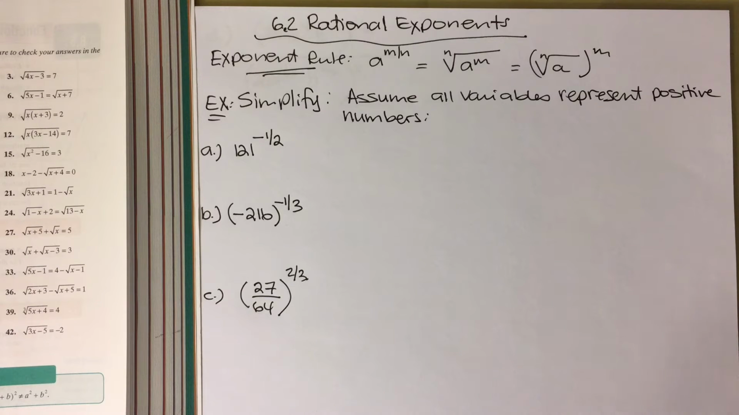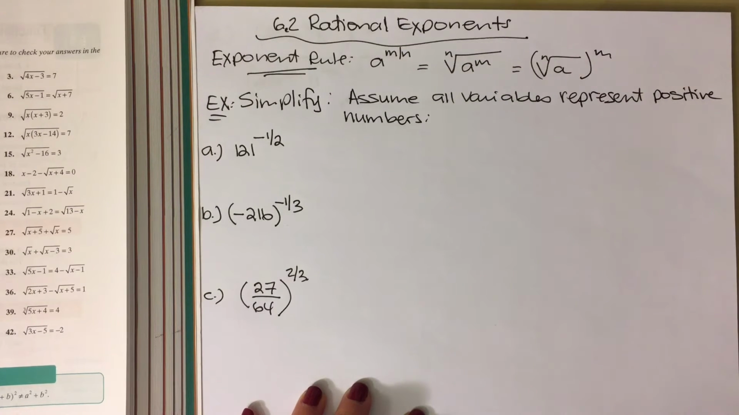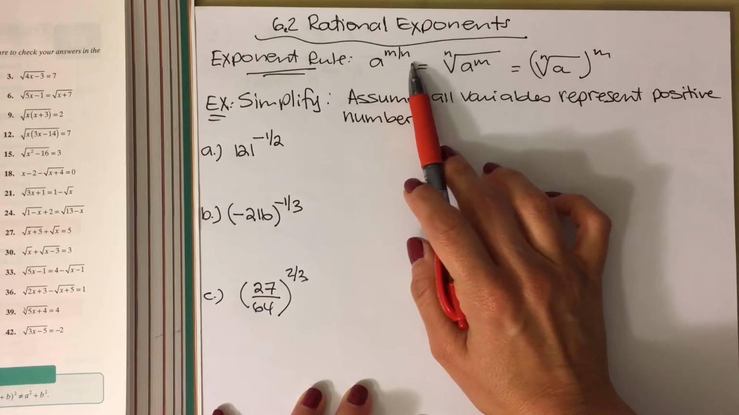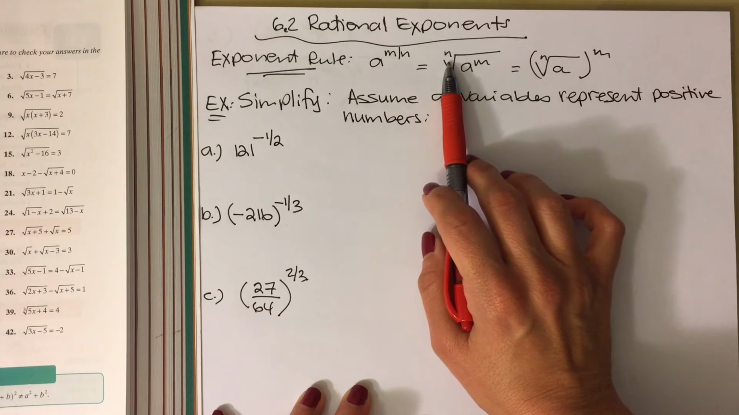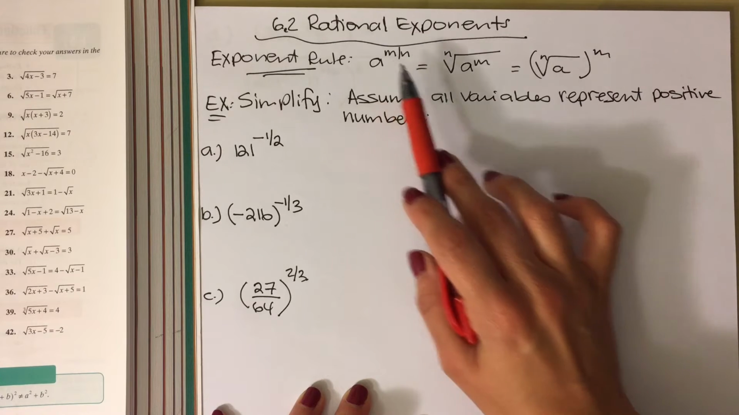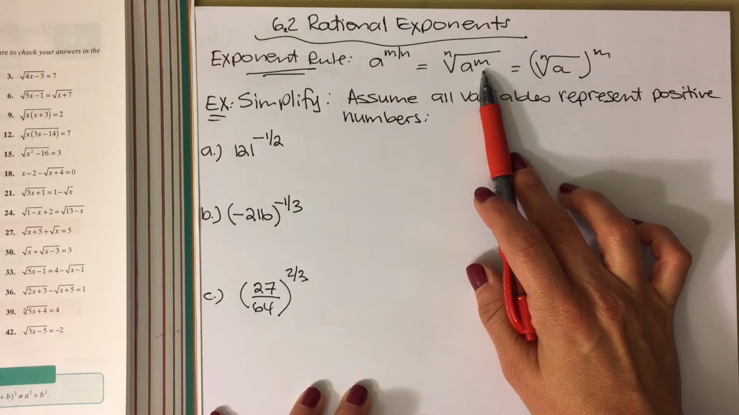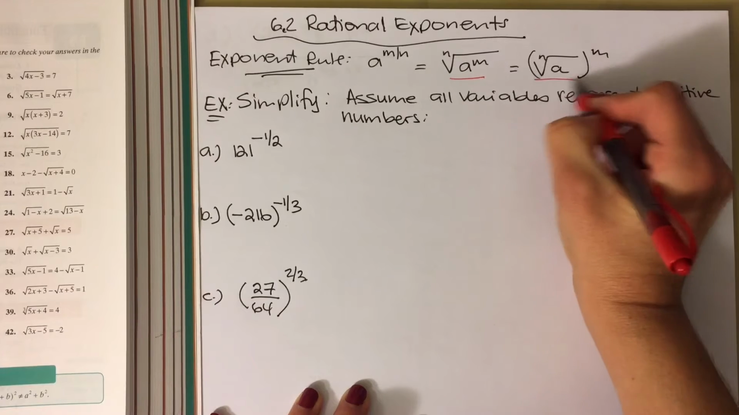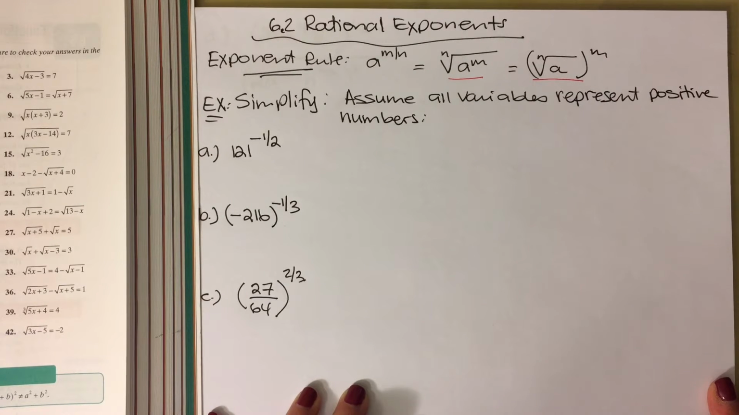Section 6.2 is on rational exponents, meaning fractional exponents. We will use the following exponent rule. If you have base A raised to a fractional exponent, the denominator is always your index, and then the numerator is the exponent we raise A to, or the exponent we can raise the whole radical to. These two forms are equivalent and we can switch between the two depending on the problem.